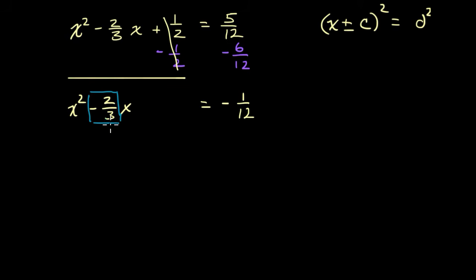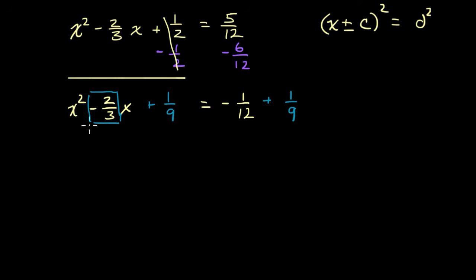And then if we want to square that, that's going to be positive 1/9. All I did is I took half of negative 2/3, which is negative 1/3, and I squared it to get 1/9. Now if I add 1/9 to the left-hand side, I of course also have to add it to the right-hand side. So plus 1/9.